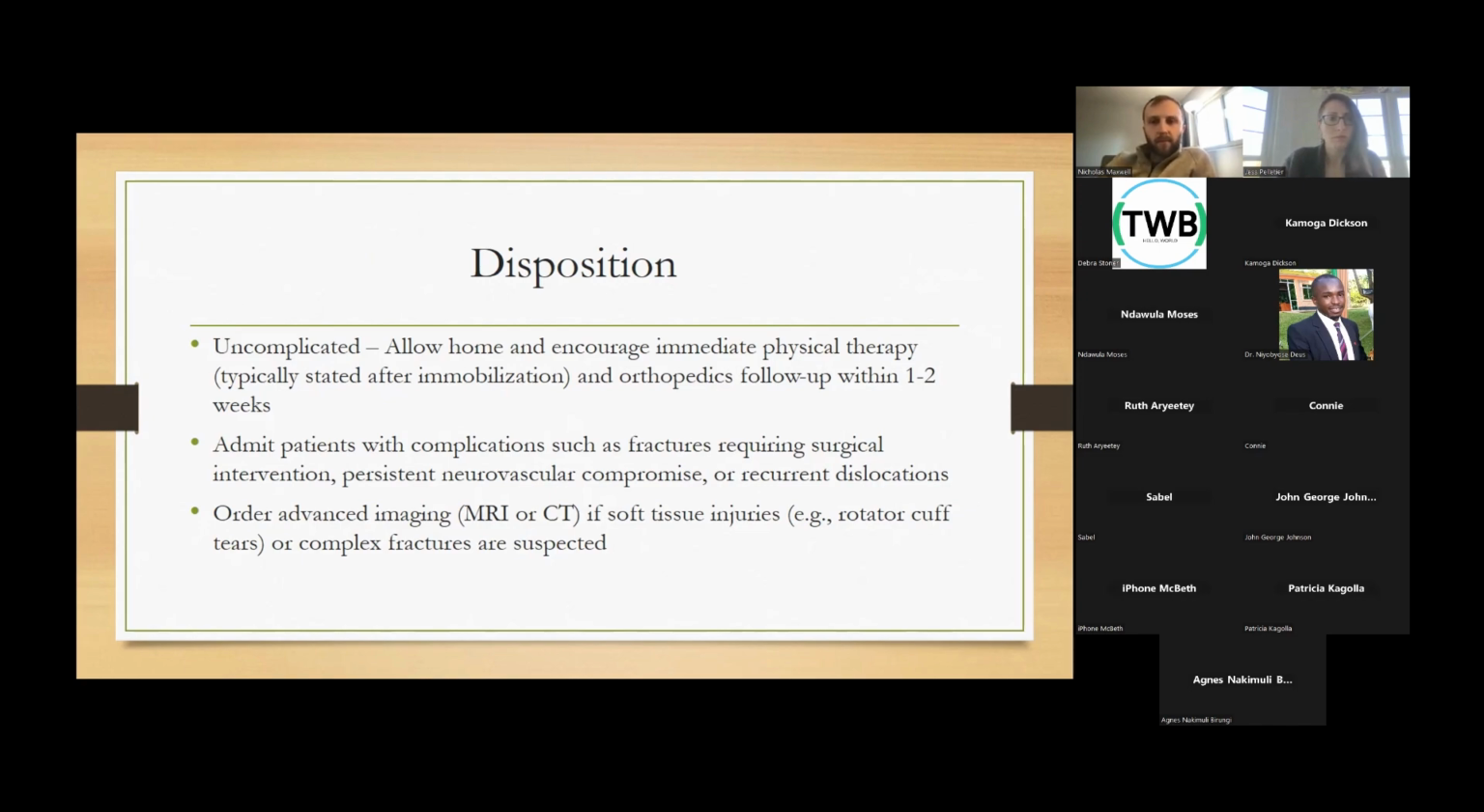So for complicated ones, meaning they could be associated with fractures, or they could have neurovascular injury, or they could be recurrent dislocations. These are patients that typically need to be admitted and seen by orthopedics before they're allowed home. So after a successful reduction, if it's a recurrent dislocation, have them followed up by orthopedics before you allow them home. And if you're suspecting any soft tissue injuries, like I said, you need to do CTs and MRI because you need to look at what soft tissues could be injured.